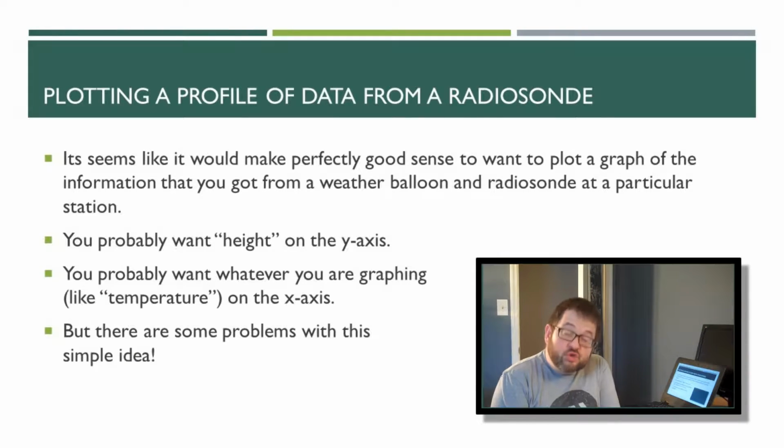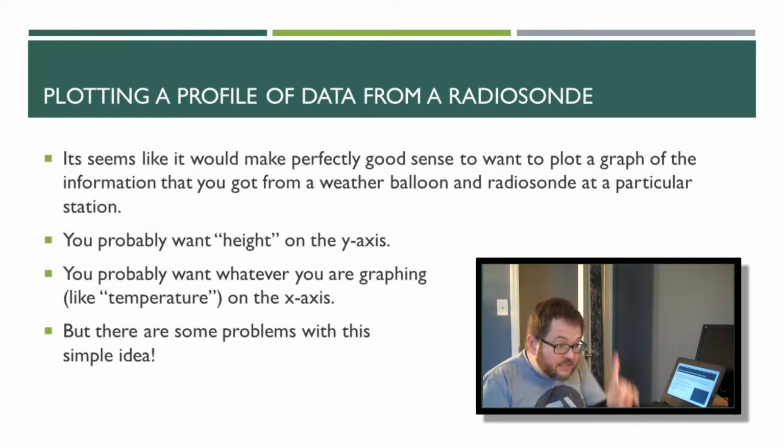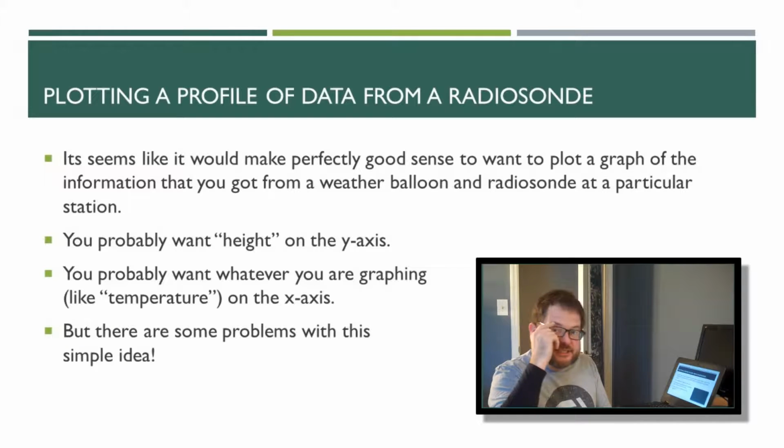And as you visualize what a diagram would look like that you would plot from the information that you got from a radiosonde, it's not so hard to imagine what you would want. You probably want something like height on the y-axis, and you want something that you're graphing, like temperature, on the x-axis, so that you could make a graph of the temperatures you saw with the weather balloon at different heights. That makes perfectly good sense.